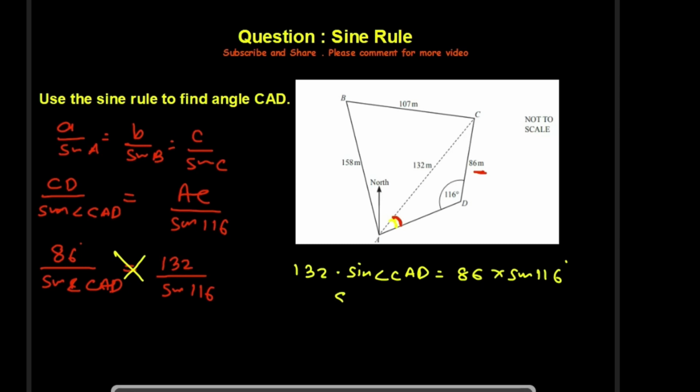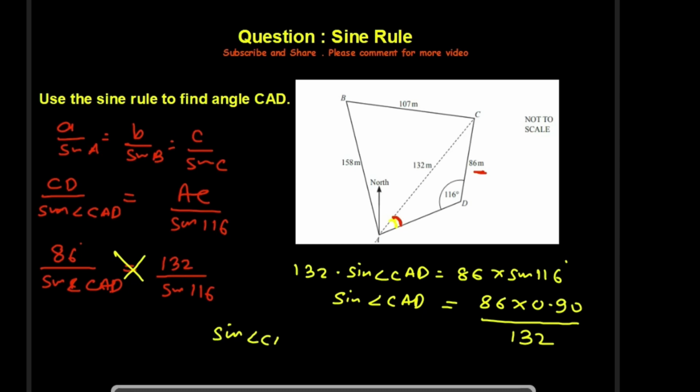Now if I solve this one, sine angle CAD is going to be 86 into sine 116. Use the calculator, you will get 0.90 upon 132. Once we solve using the calculator, we are going to get sine CAD equals 0.586.